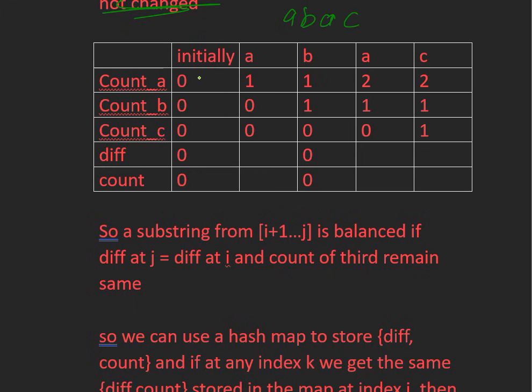So initially count of a, count of b, count of c, all three are 0 before this, right? Now at this index, count of a and count of b both are 1, then count of a has become 2, count of b is 1. So see, we have stored all the counts of a, count of b and count of c.